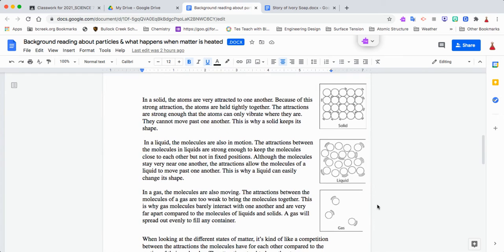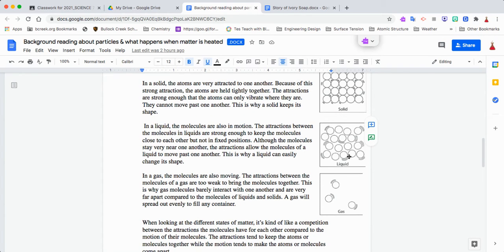So in a solid, the atoms are very attracted to each other. Strong IMAs, the molecules are very close. Because of this strong attraction, the atoms are held tightly together. The attractions are strong enough that the atoms can only vibrate where they are. They cannot move past one another. This is why a solid keeps its shape.